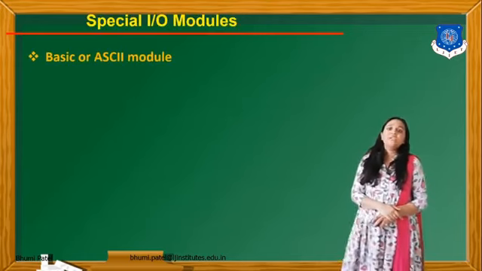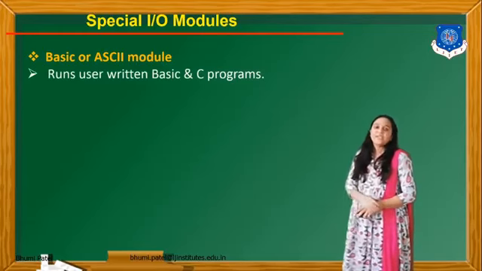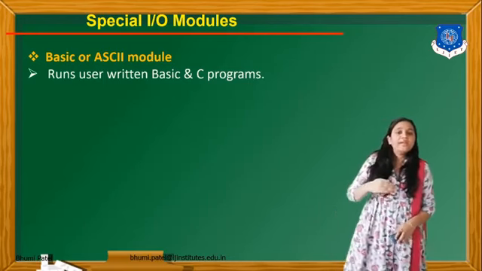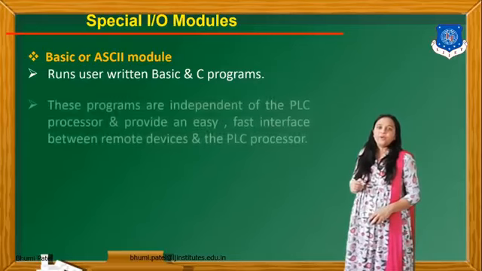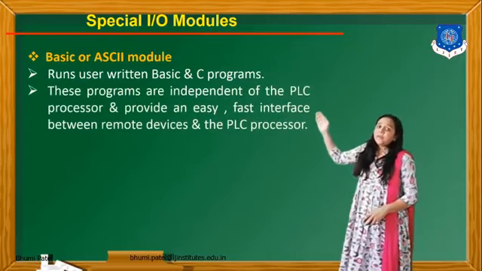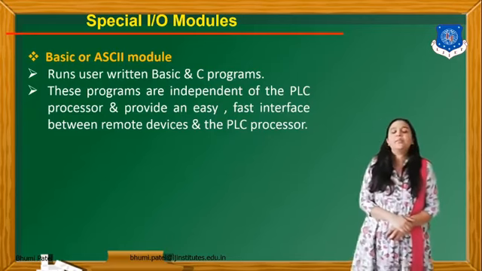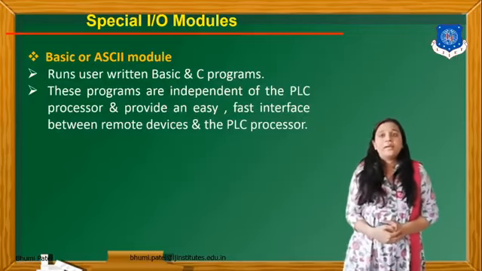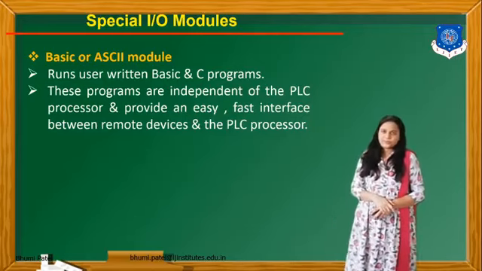The next one is the BASIC or ASCII module. Okay, so it runs user written BASIC or C programming. Or okay, if we want to convert some digital value to ASCII, at that time we can use this type of module. These programs are independent of the PLC processor, and it provides an easy, fast interface between the remote device and the PLC processor. So it is used whenever we deal with ASCII numbers, and it is connected with the PLC processor, and it is a very easy and fast interface process.